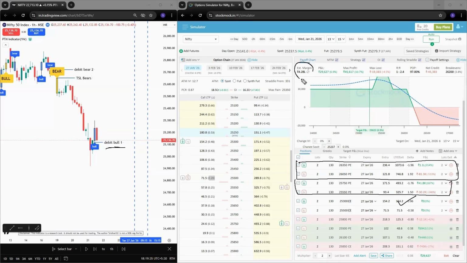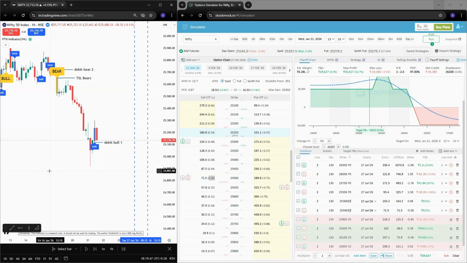How much capital have I used so far? 4.2 lakh I have used. I have only 5 lakh capital allotted for this strategy. Okay, so far this is what I have done. So within that limit I have to be. So now we'll go forward, keep moving forward on the chart.